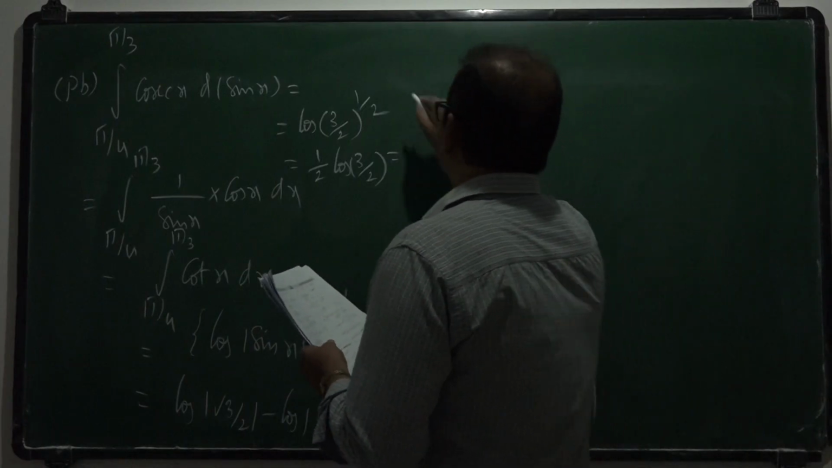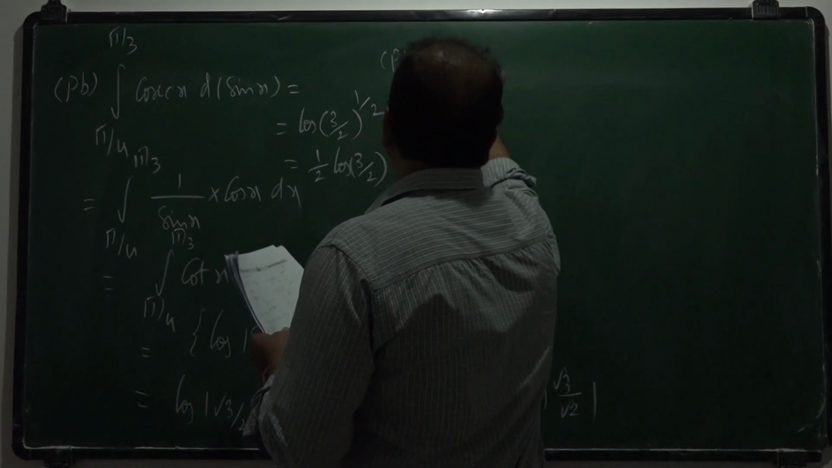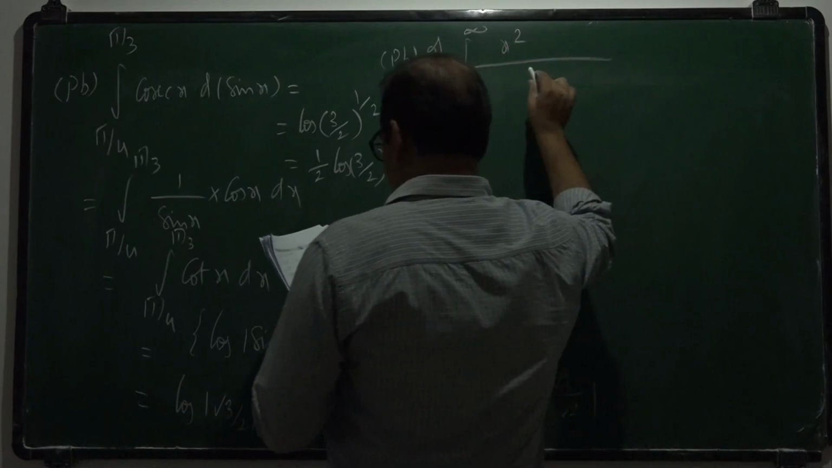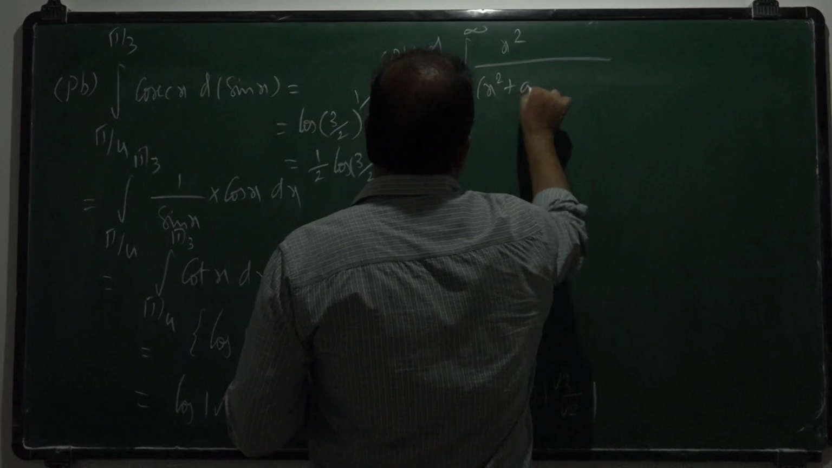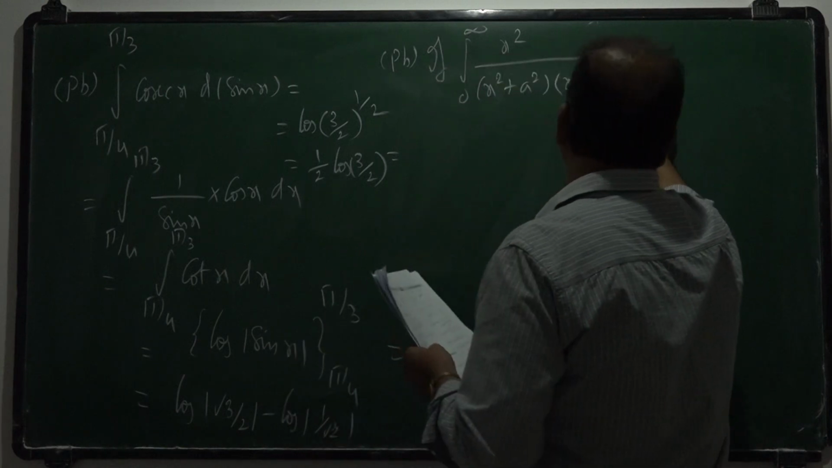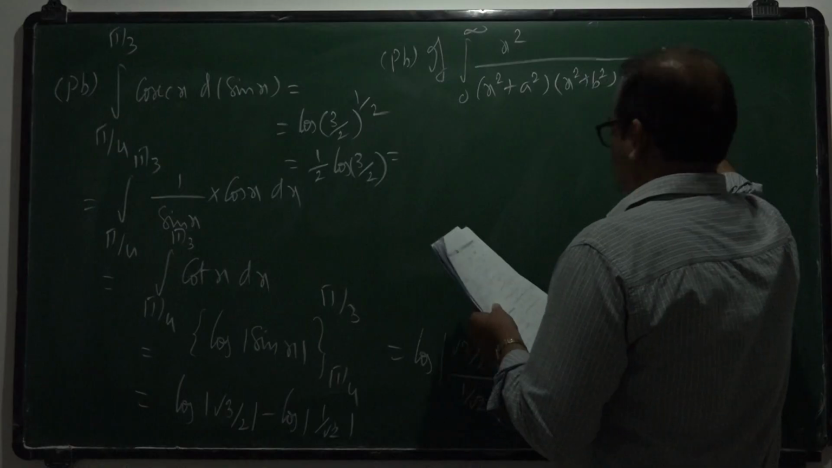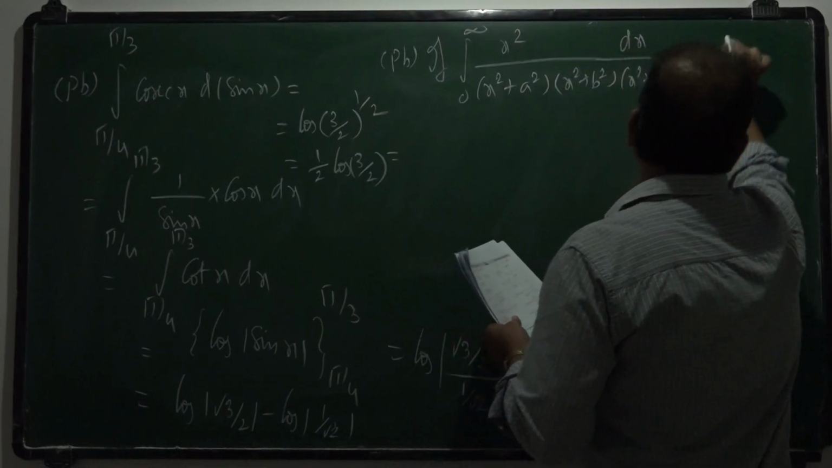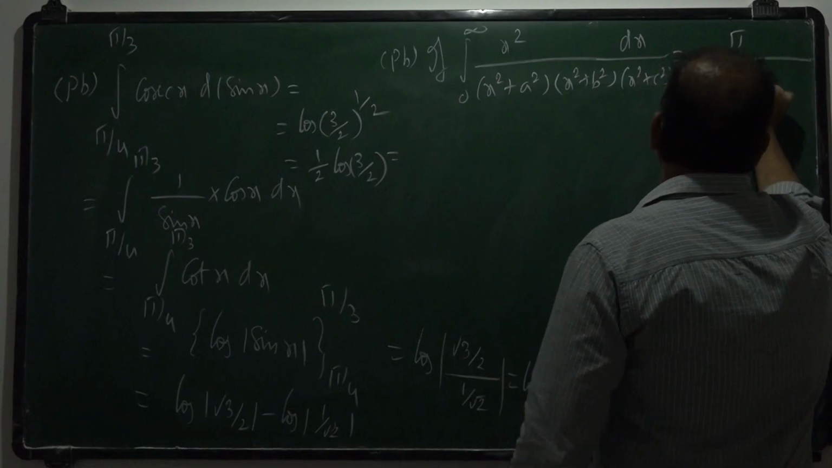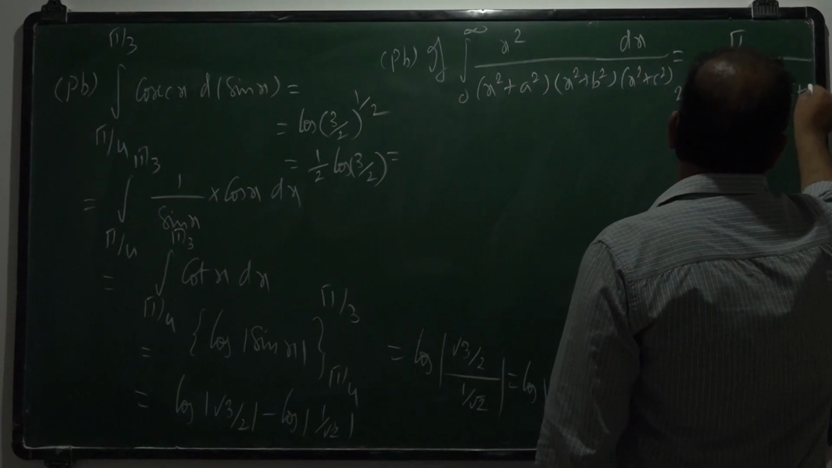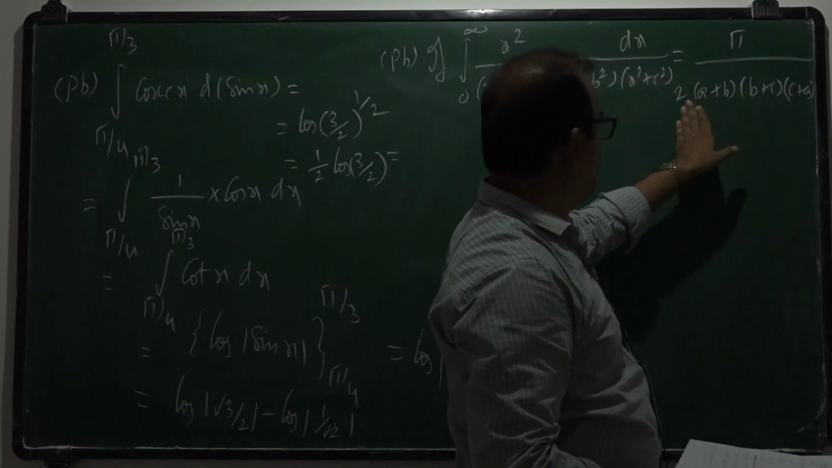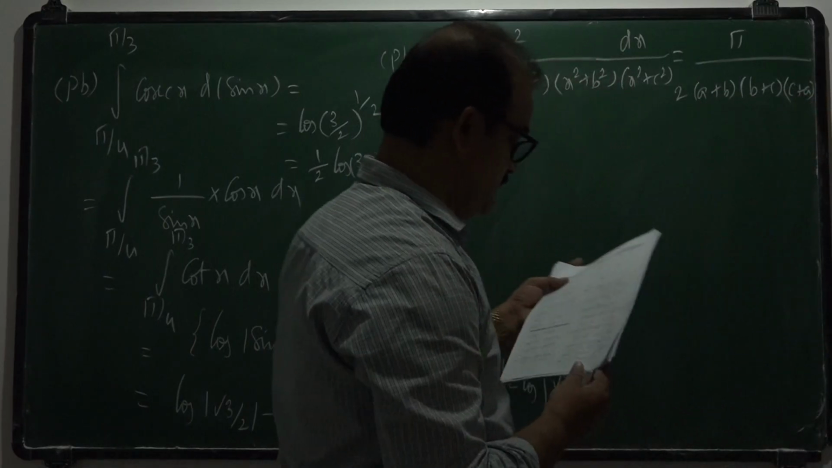Next, if the integral from 0 to infinity of x square by (x square plus a square) into (x square plus b square) into (x square plus c square) dx is equal to pi by 2 into (a plus b) into (b plus c) into (c plus a).